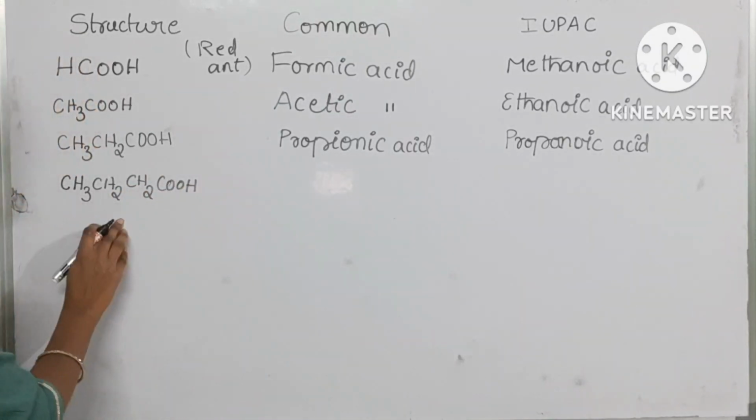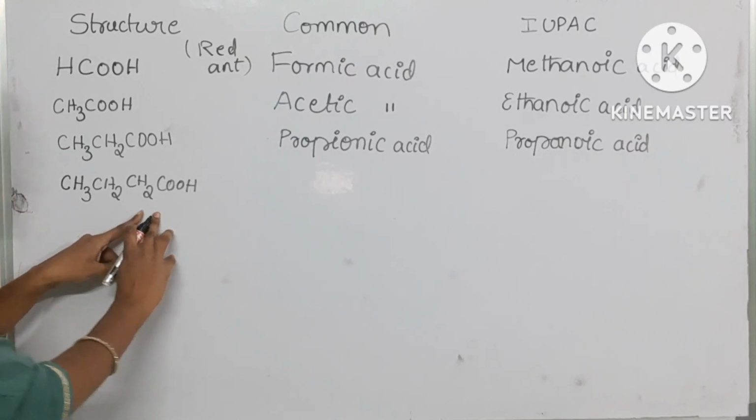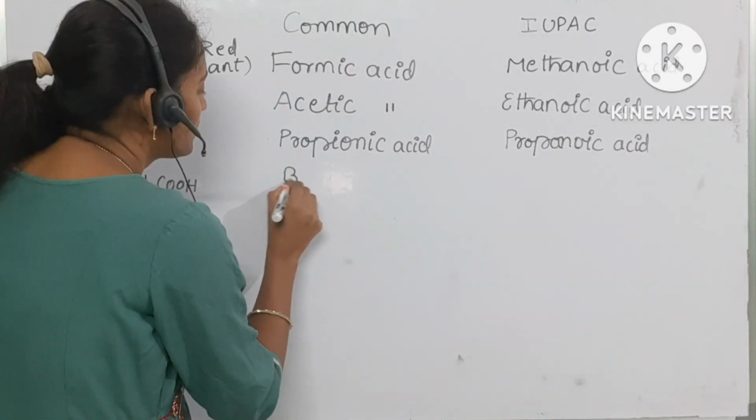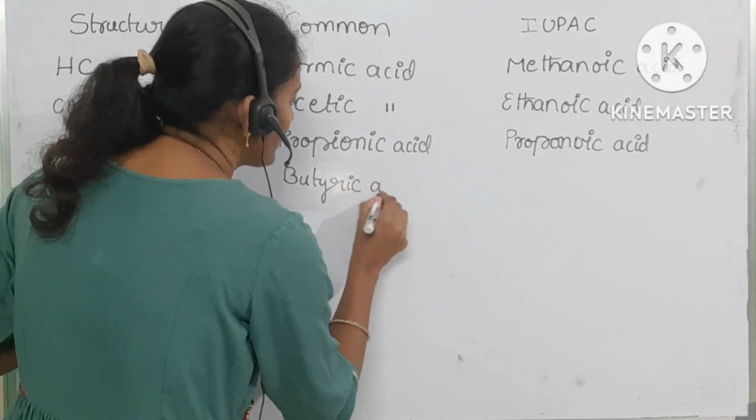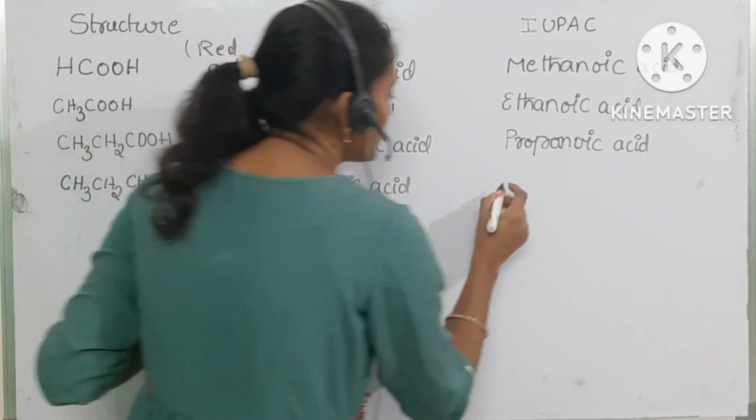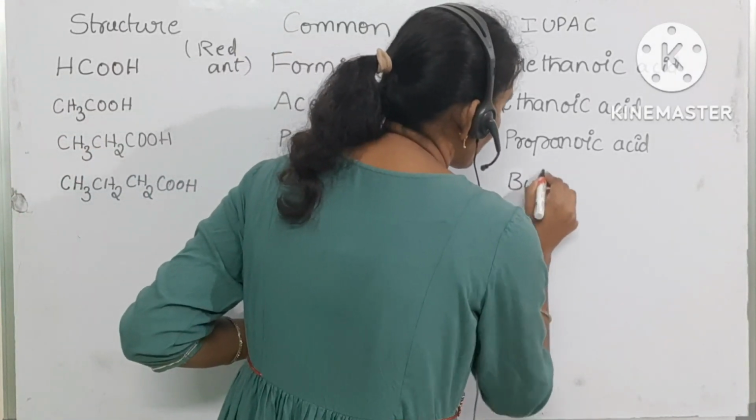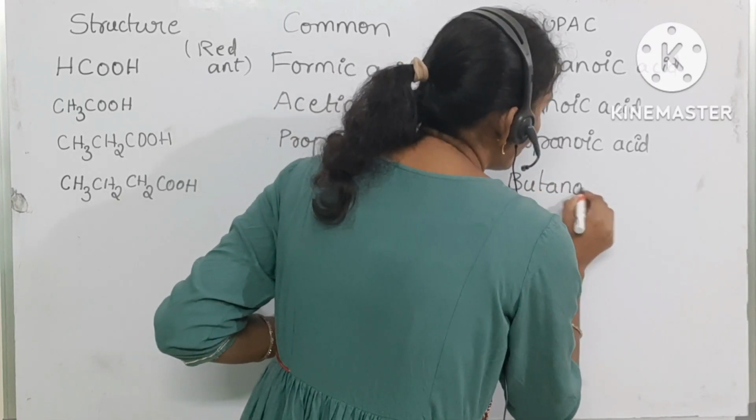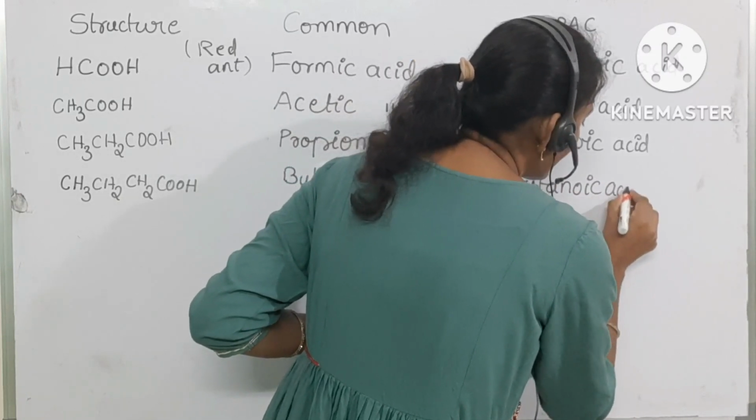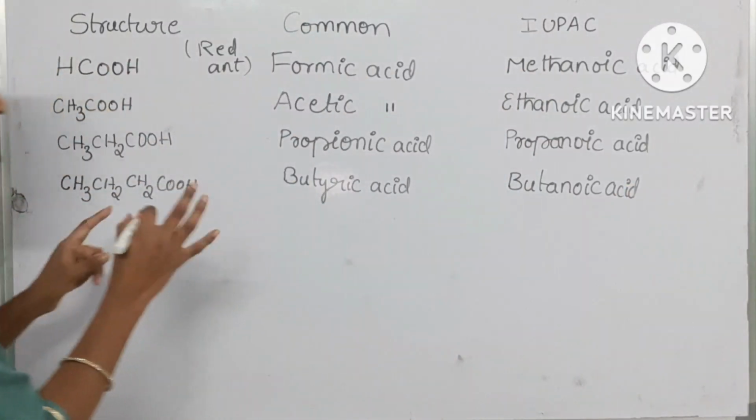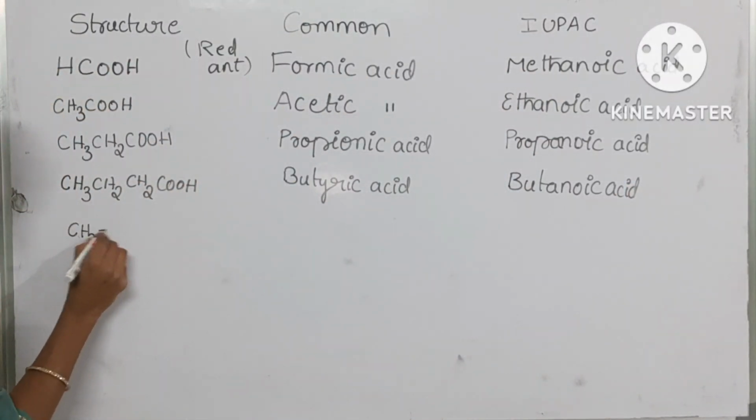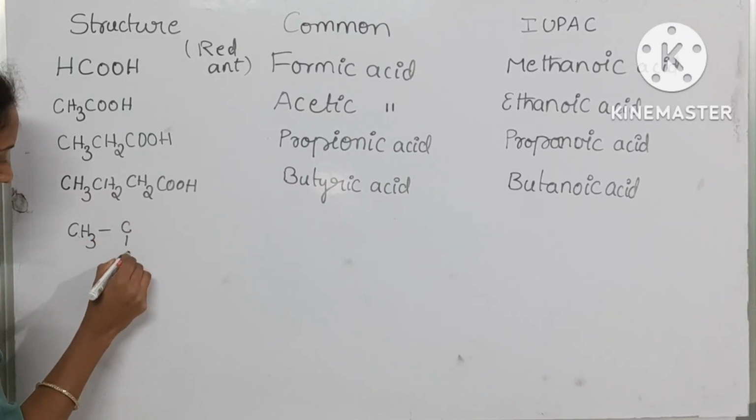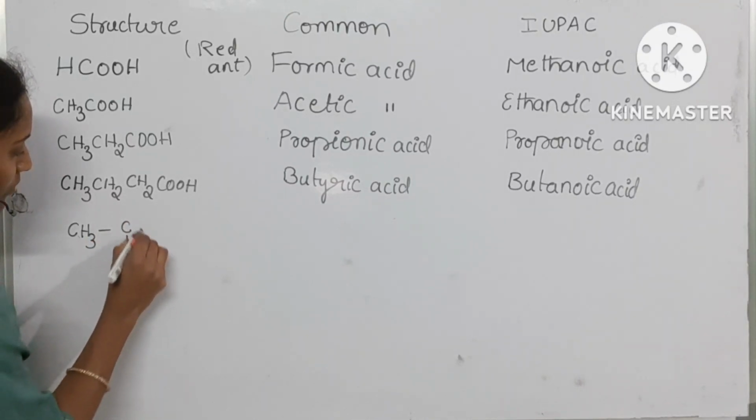The common name of this 4-carbon carboxylic acid is butyric acid. Its IUPAC name is butanoic acid. If you write this butyric acid like this, that means a 4-carbon molecule, but the name will be different.